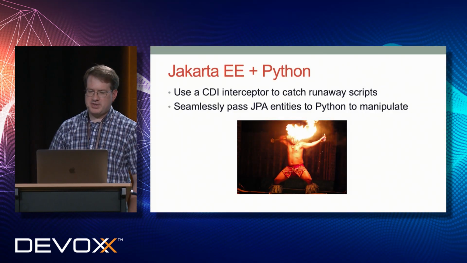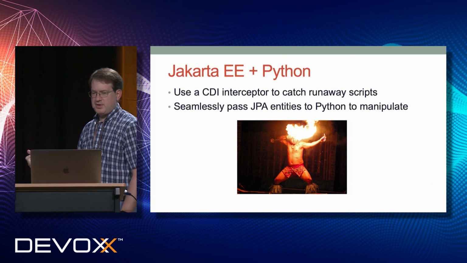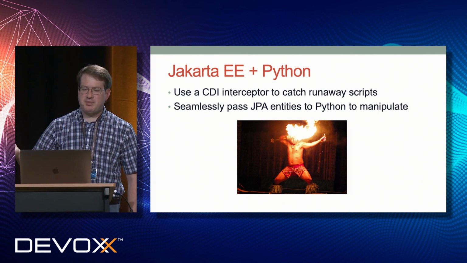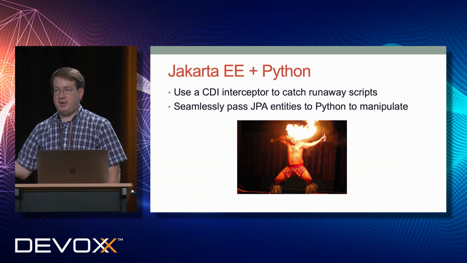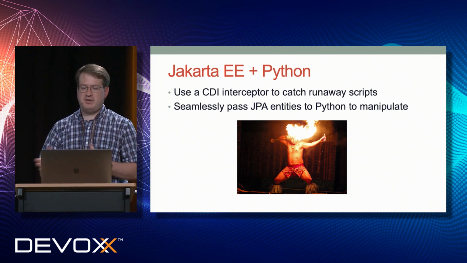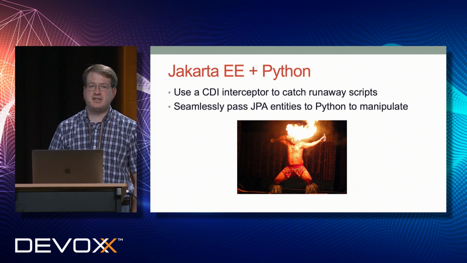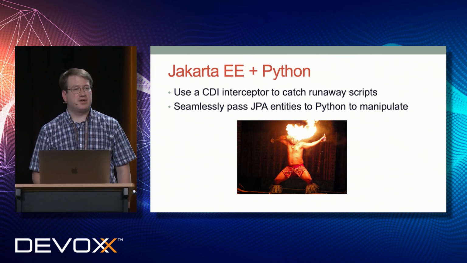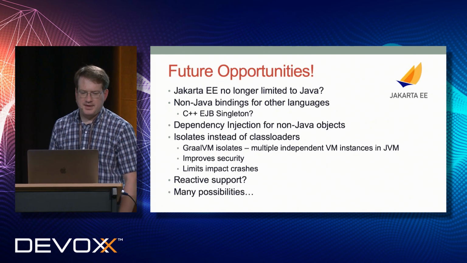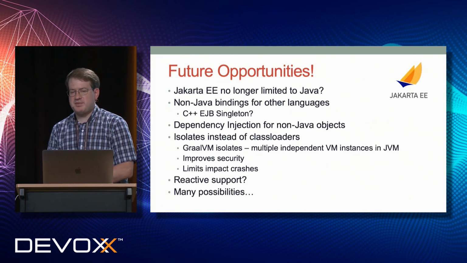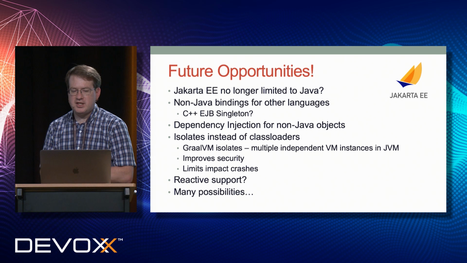So that example showed how you can use CDI interceptors to catch runaway scripts and also seamlessly pass data between JPA and Python, and have Python make changes to the JPA objects, and they just get persisted back to the database without you having to do any work. Now, GraalVM opens up a whole host of opportunities for Jakarta EE going forward.